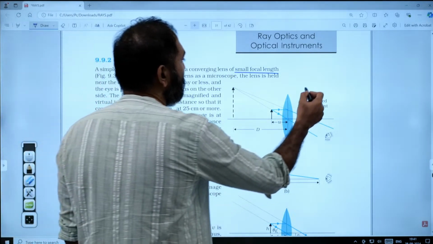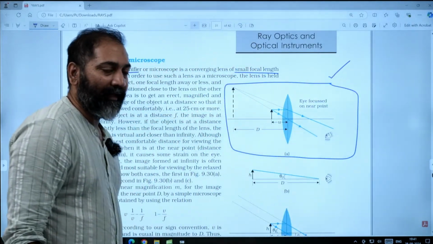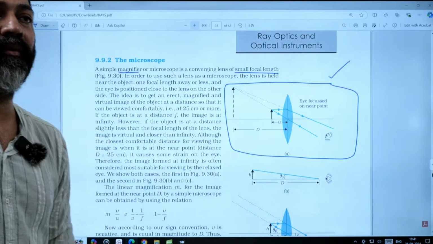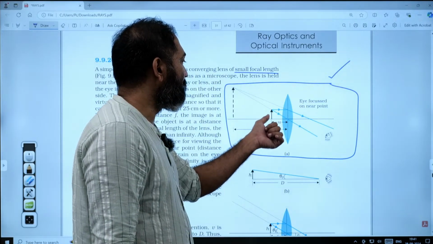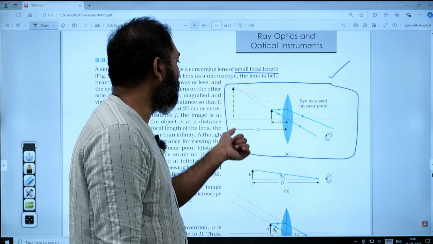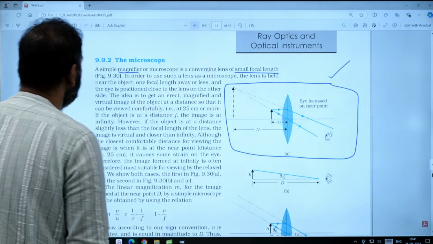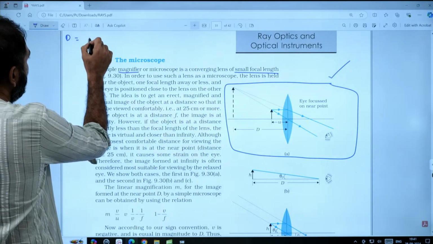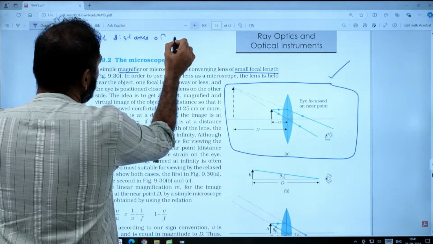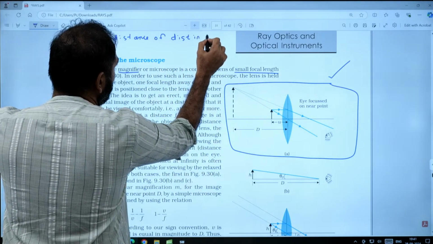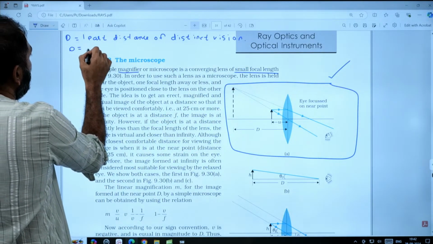See, this is the figure. Listen, for the exam, generally you can expect a diagram based question. There may be a question asking you to draw the diagram of a simple microscope. This is the object, and the object distance is u, and here we have the image. The image is formed at D. What is D? Least distance of distinct vision. D is equal to 25 centimeter.